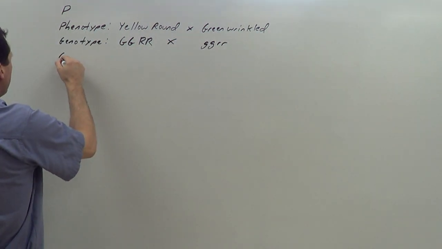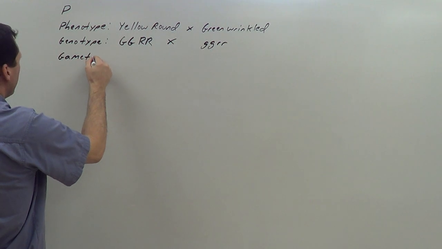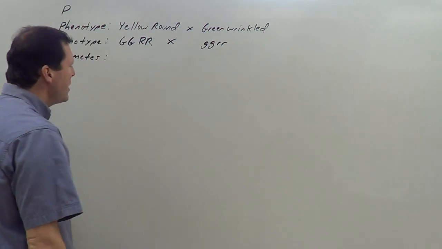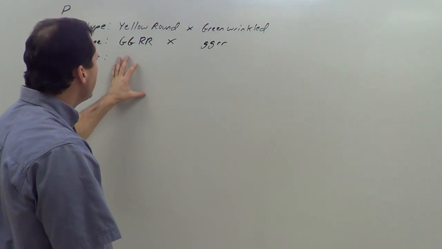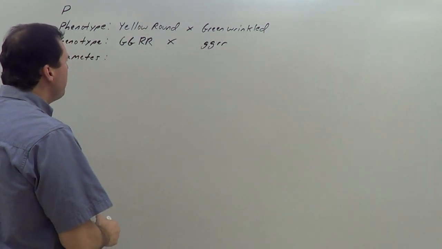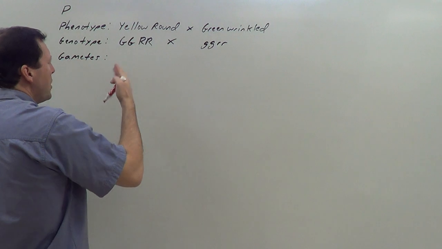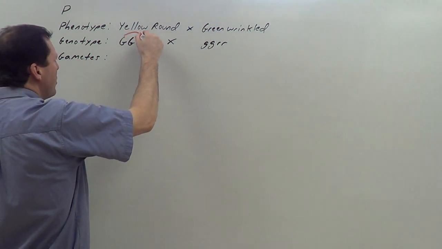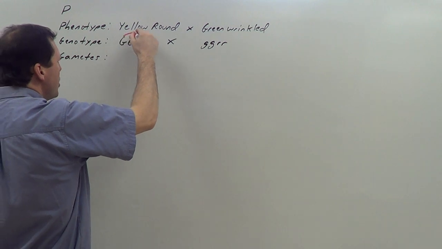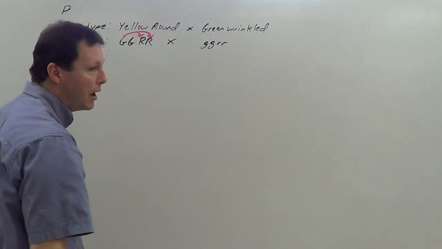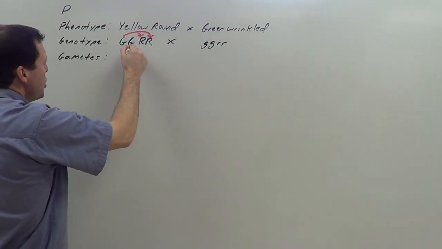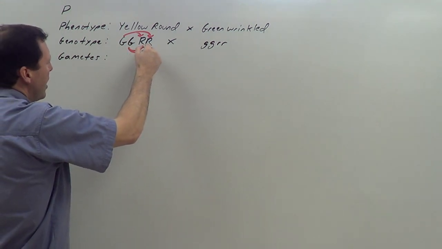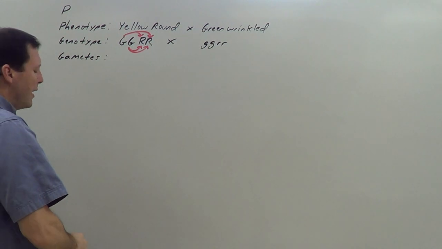Now gametes. What gametes are going to be produced here? And what I like to do here is use sort of a FOIL method. During meiosis, this capital G could pair up with this capital R. This capital G could pair up with that capital R. This G could pair up with that capital R, or this G could pair up with that capital R.